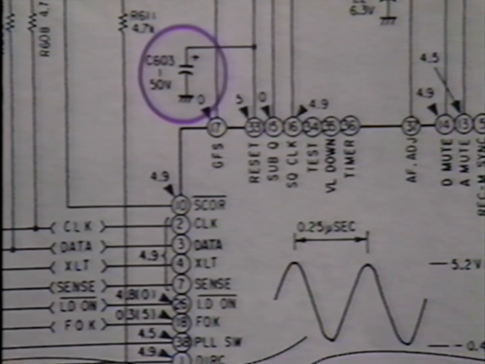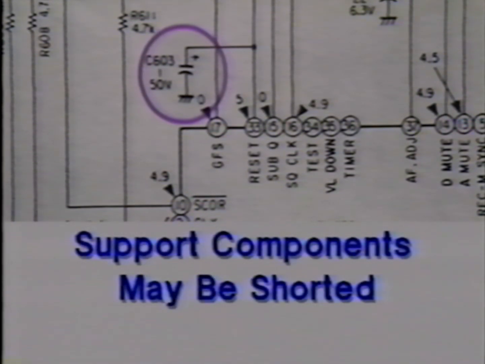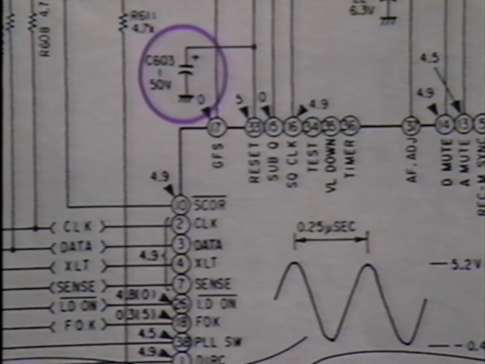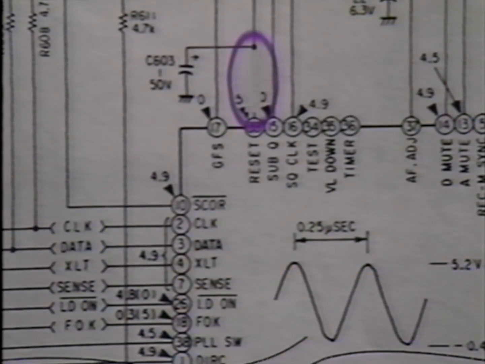Stuck reset lines are often produced by shorted support components. A test of the associated resistors, capacitors, and transistors often pinpoints the problem. If the associated components are good, lift the reset lead on the microprocessor. If the reset line is still stuck in the active condition, replace the microprocessor.